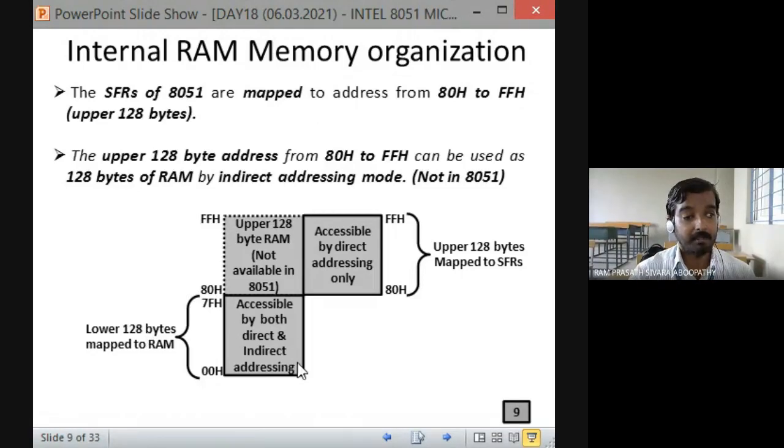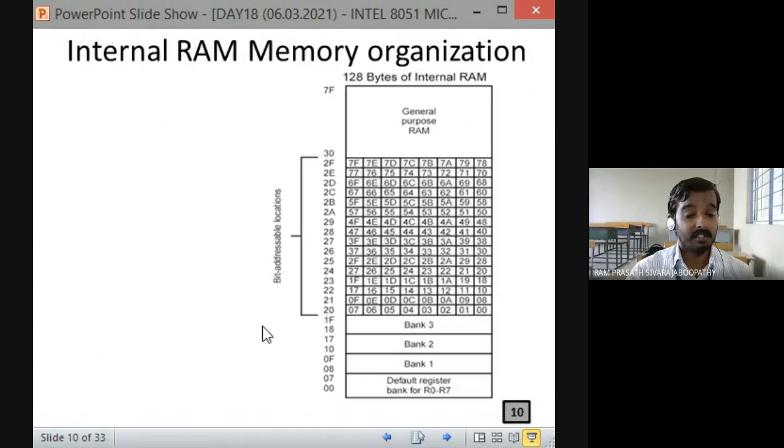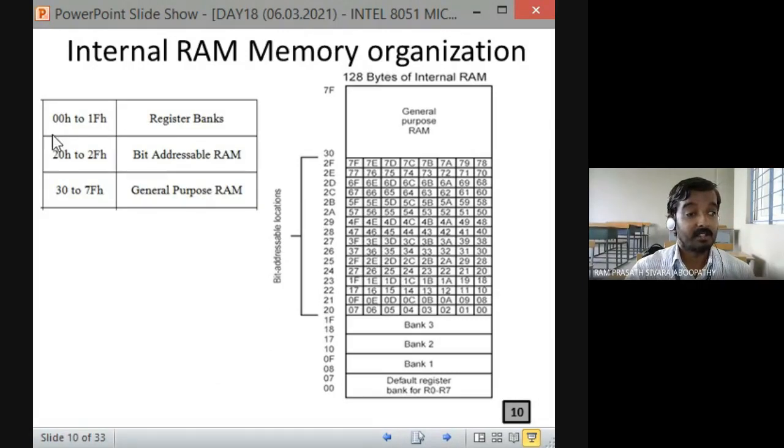This 128 byte RAM is further divided into 3 areas. From 00 to 1FH, this memory is utilized for registers, which we call register banks. Totally, we have 4 banks of registers here. Then another 16 bytes, from 20H to 2FH, is the bit addressable RAM area. I will explain this in detail. Then the memory from 30H to 7FH is the general purpose RAM area.